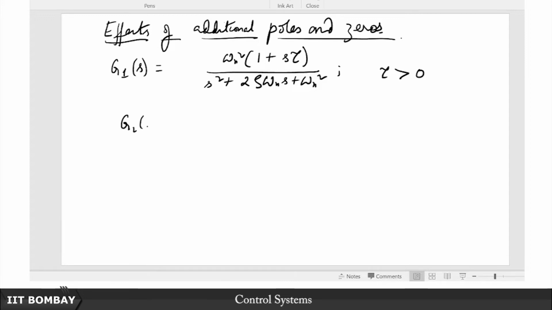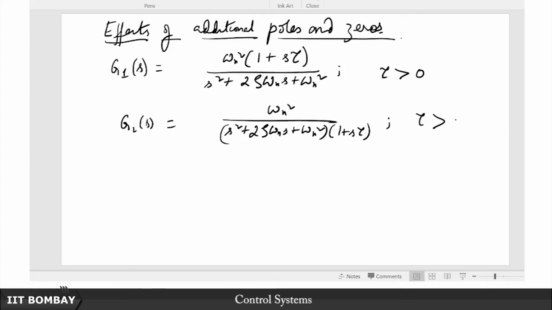What if we also have systems of the form omega n squared upon (s squared plus 2 zeta omega n s plus omega n squared) times (1 plus s tau)? Once again, we are not tampering with the DC gain. In this case, of course, we will always consider only tau greater than 0. So remember, in the former case, also consider tau less than 0. But in this case, we will not consider tau less than 0, because that would be tantamount to an unstable system whose behavior we are really not interested in studying, at least not as of now.